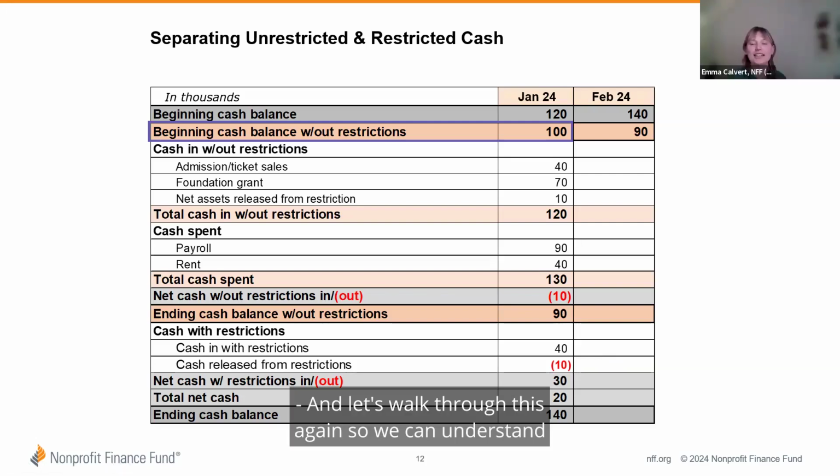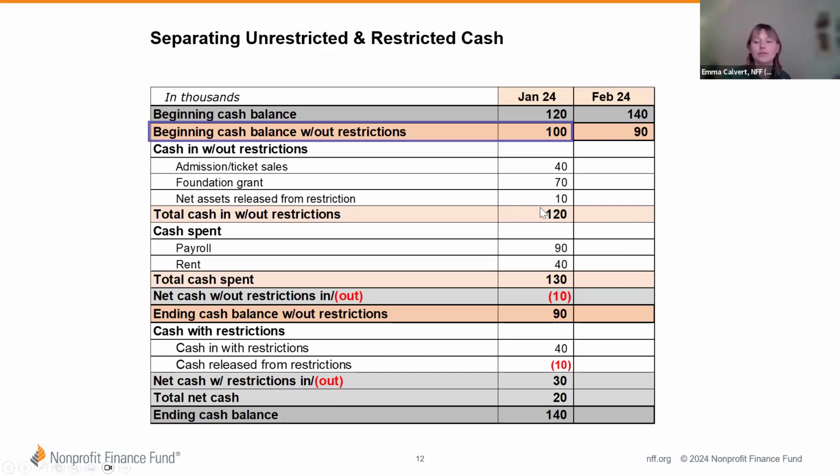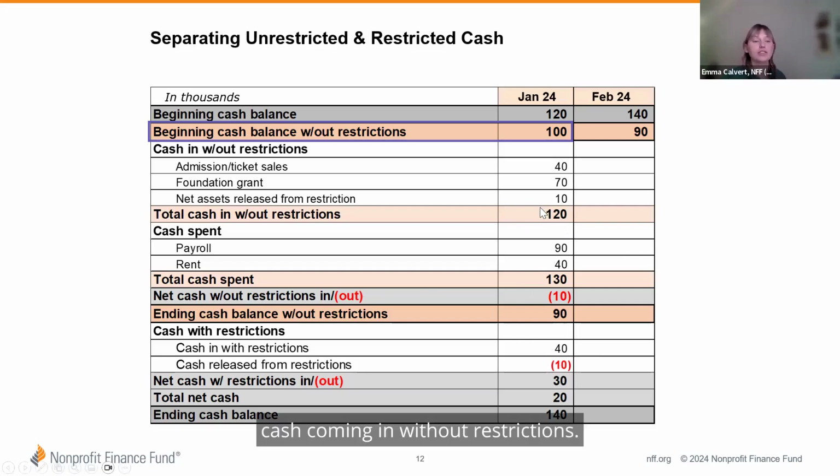Let's walk through this again so we can understand how this all works together. Starting with cash balance without restrictions, we see revenue from various sources totals $120,000 cash coming in without restrictions. And this includes that $10,000 of net assets released from restrictions.